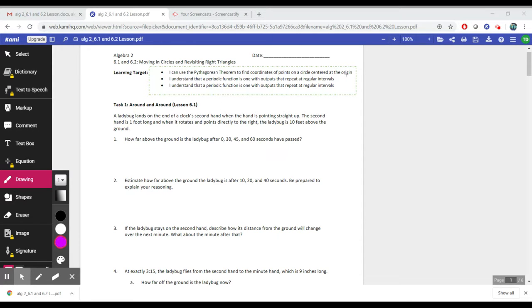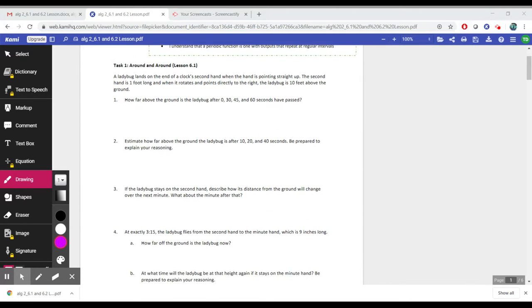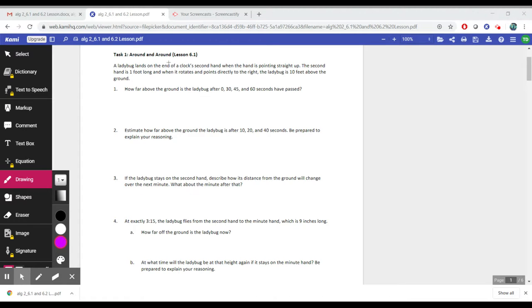So our learning targets for today are: I can use the Pythagorean theorem to find coordinates of points on a circle centered at the origin, and I understand that a periodic function is one with outputs that repeat at regular intervals. Don't mind the fact that it's written twice there. So we'll take a look at our first task here. Task 1 is called Around and Around.